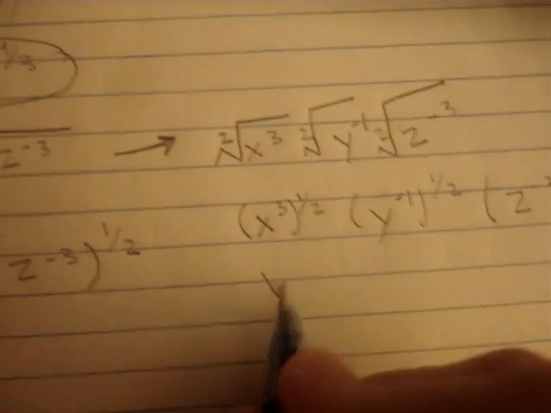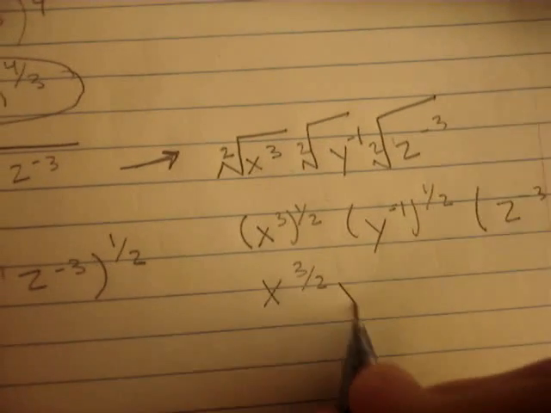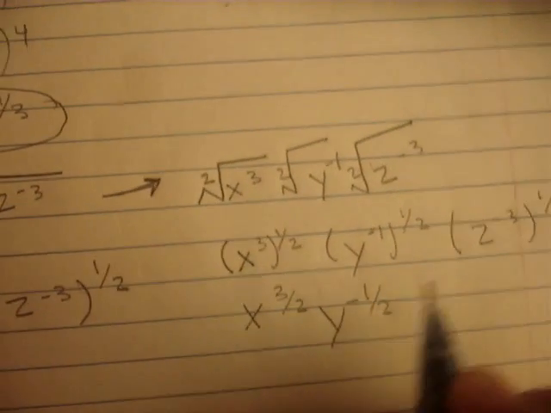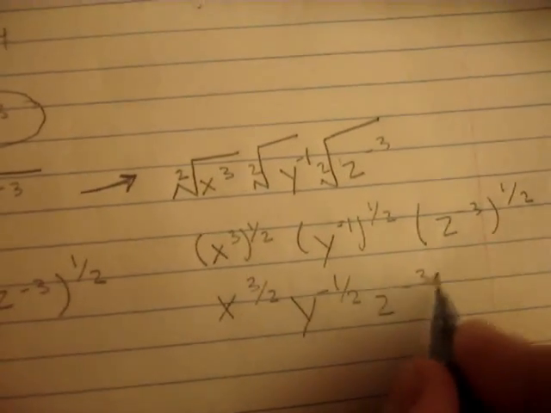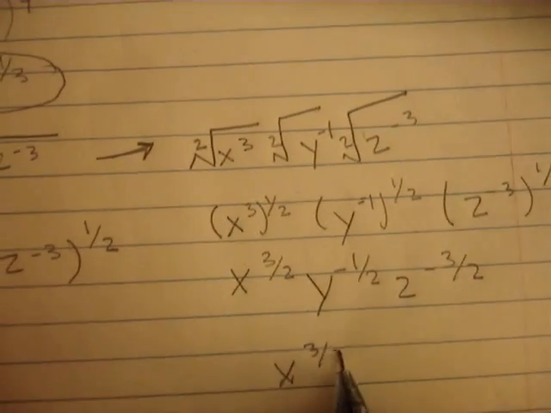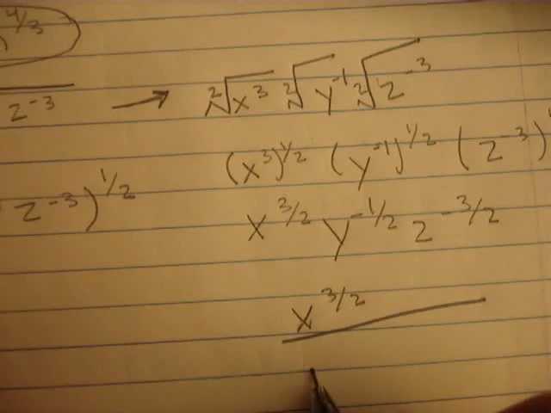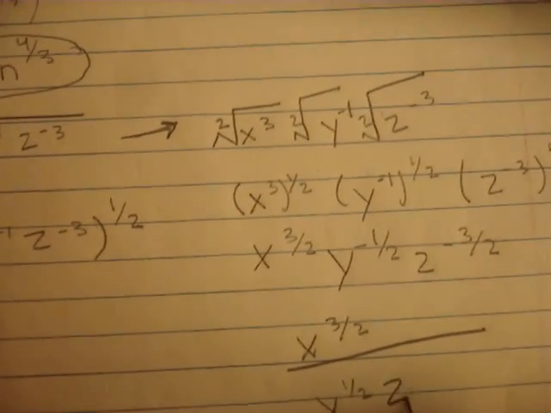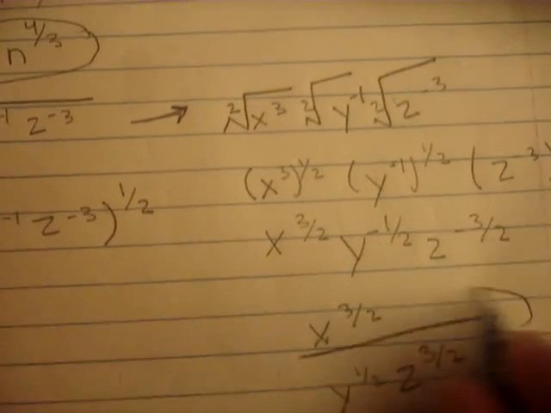So x will become x to the 3/2 times y to the -1/2 times z to the -3/2. Now let me see, they wanted me to write it with positive fractional exponents. So it needs to be x to the 3/2 over y to the 1/2, z to the 3/2. Put them on the bottom. Alright, good job.